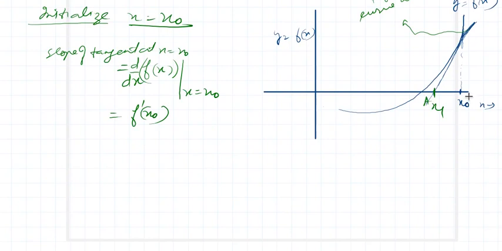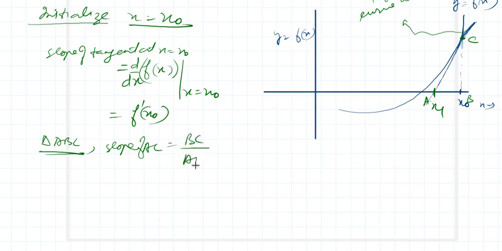using this diagram, ABC is a right angle triangle. So if I consider this triangle ABC, then what is the slope? Slope of AC will be BC over AB. What is BC? What will this distance be? It is f of x naught. And what is this? This is x naught minus x1.